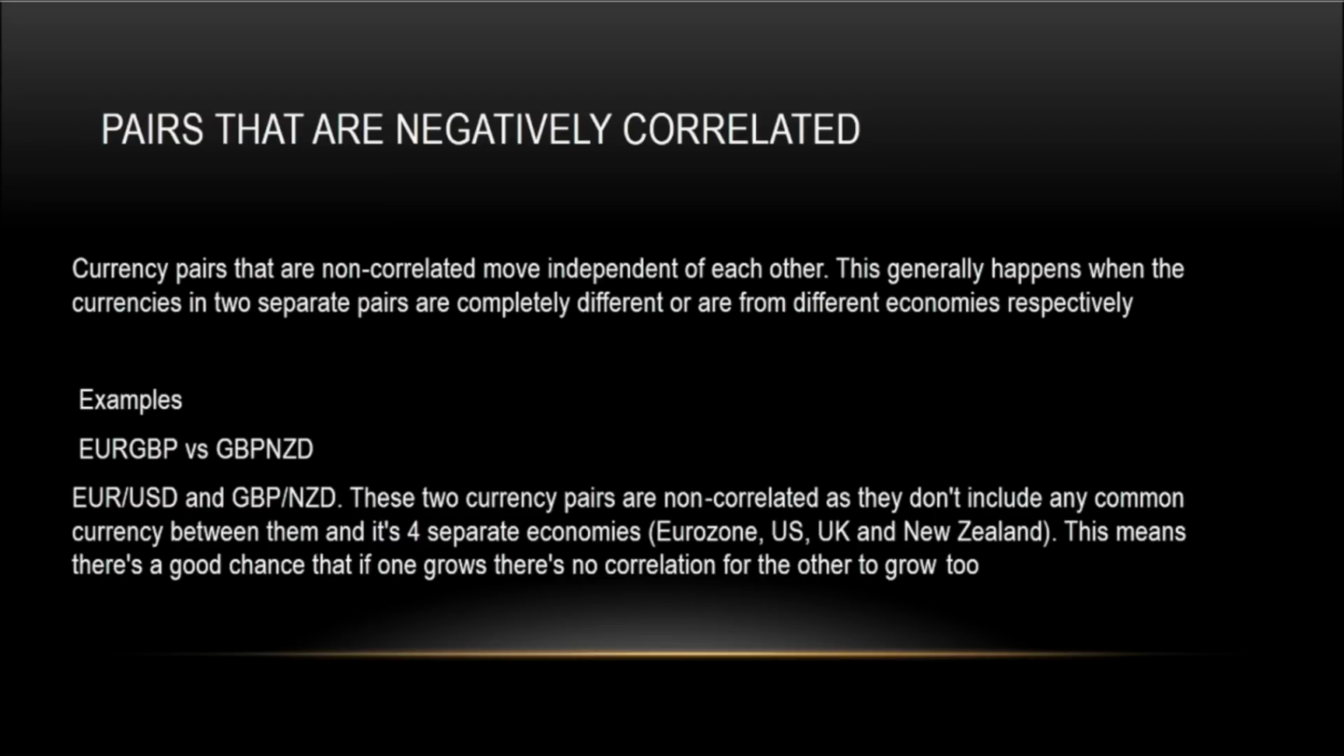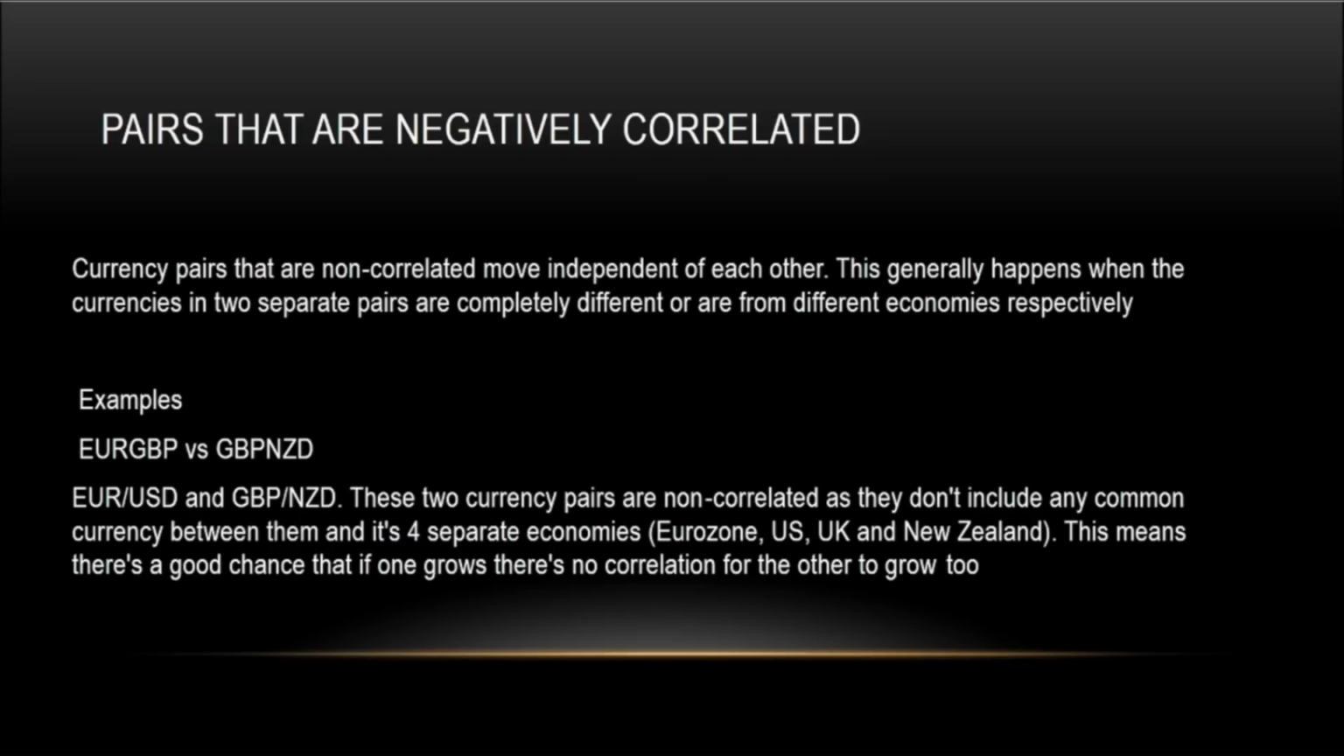So moving right along, I'm going to be giving you the examples of the pairs that are non-correlated. For example, it's Euro GBP and GBP NZD. These two currency pairs are non-correlated as they do not include any common currency between them, and it's four separate economies, which are the Eurozone, the US, the UK, as well as New Zealand.